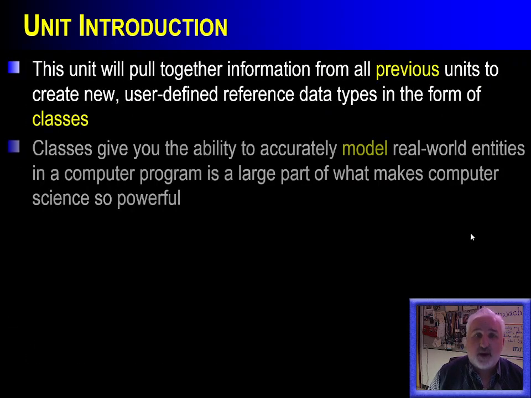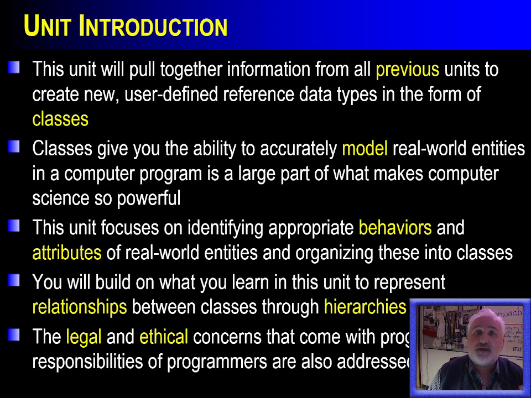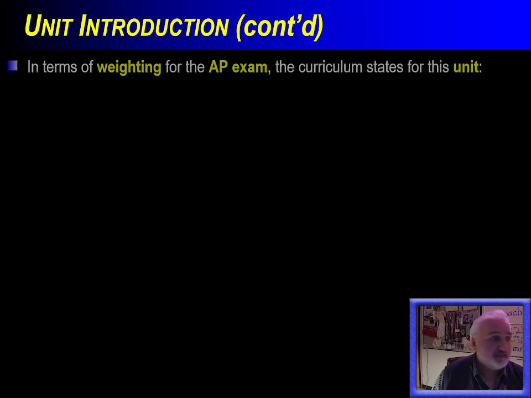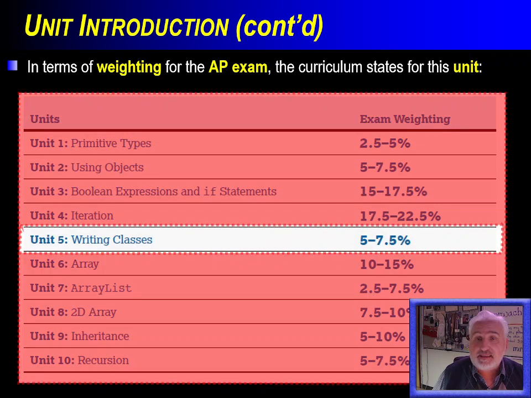So how does the AP describe this? It's about classes and how classes can model real-world entities in a computer program, how classes can combine both properties and methods, or data and actions, together. And we'll be going through a lot of that in this review video. Here are the specifics in the AP curriculum. From a big ideas section, it deals with modularity, variables, and the impact of computing. In terms of topics, there are 10 specific subtopics that we'll be going through in Unit 5, writing classes.